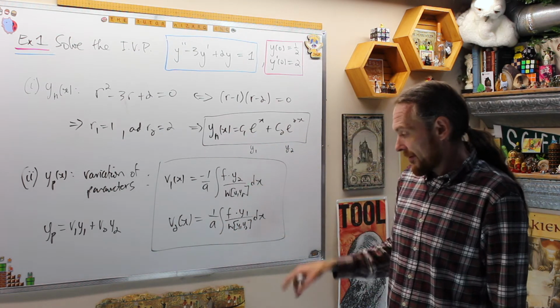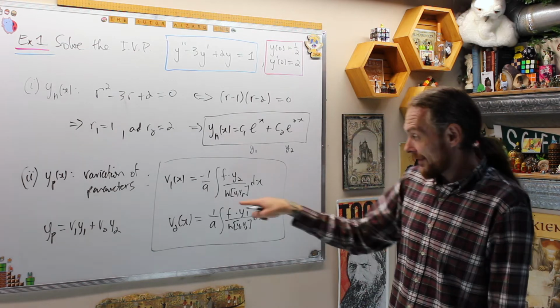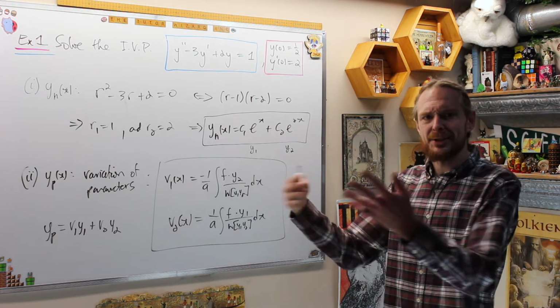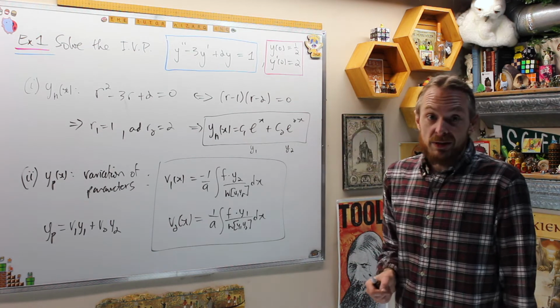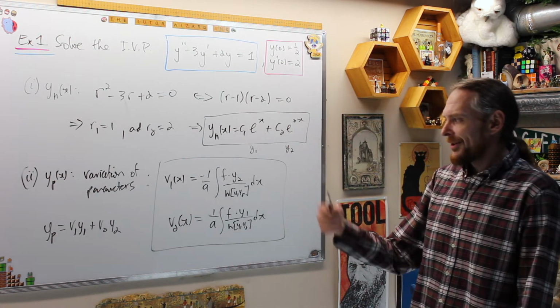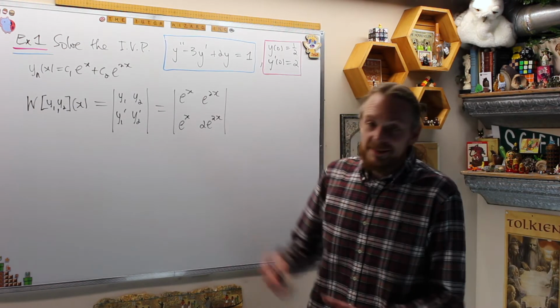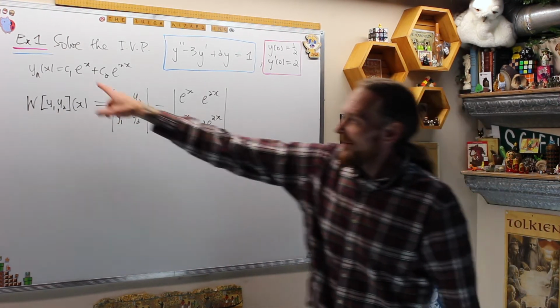And then I need the Wronskian. Who's the Wronskian? It's the determinant of the matrix, which has as the first row the functions and as the second row their derivatives. Let's compute. All right, to solve this, we now have the homogeneous solution.